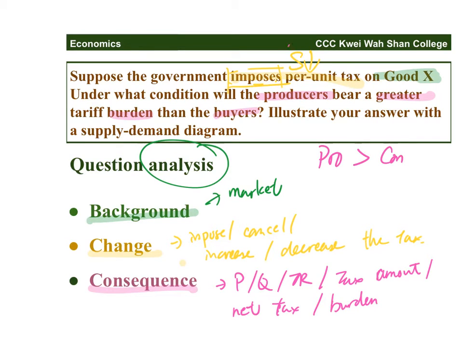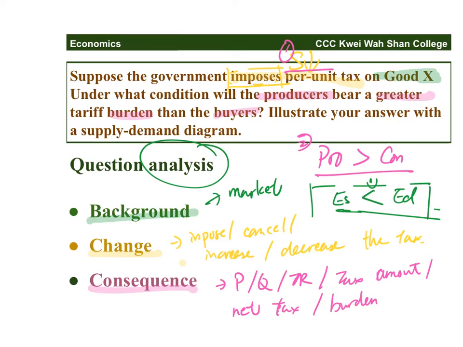First, we understand that there is a supply decrease. Second, the final result is producer burden bigger than consumer burden. And according to what we learned, what makes it have a difference is the elasticity of supply and demand. If the producer has a greater burden, then elasticity is just the opposite: they have smaller elasticity. So according to the question analysis, we have to draw a diagram that has a supply decrease, and the elasticity of supply is smaller than the elasticity of demand.